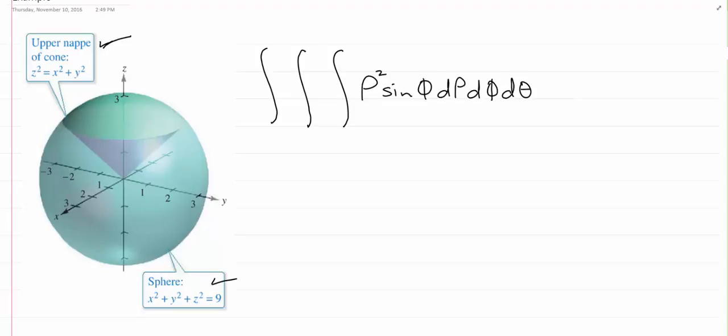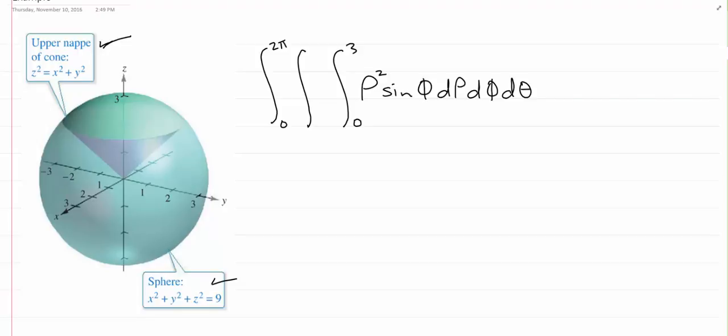Now, first of all, rho. Rho is simply going to go from 0 to 3. I mean, no matter what, there's nothing to keep it from going from 0 to 3. So we're just going to have rho goes from 0 to 3. Now, next, I want to jump over here and put what theta is. You can see that if you just look down on the xy plane, theta is going to go from 0 to 2 pi, like that. Now, the question is, well, what does phi do?